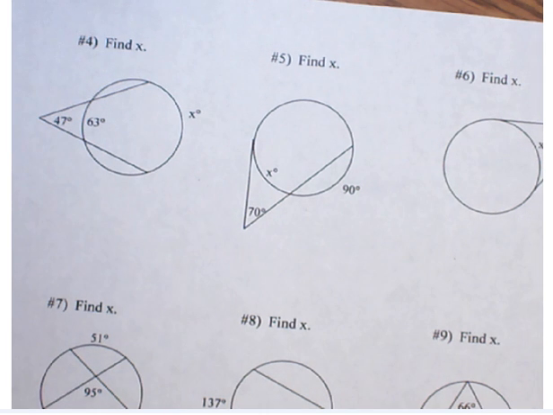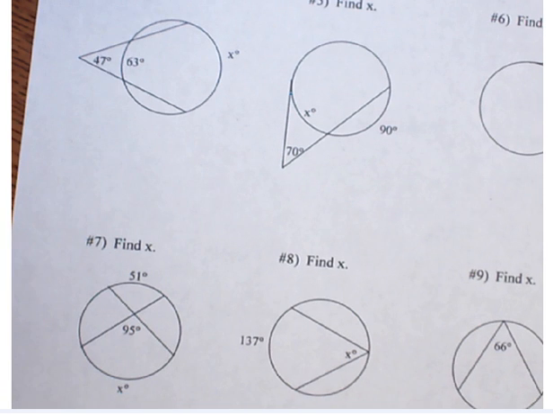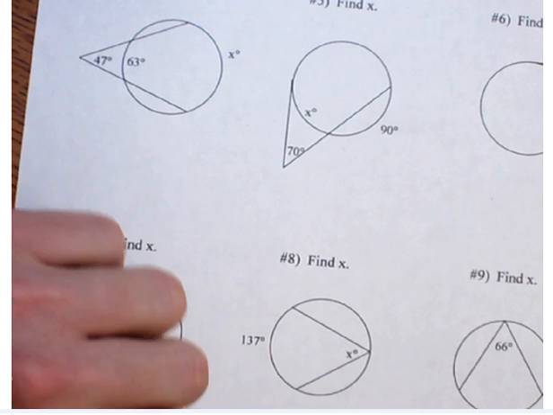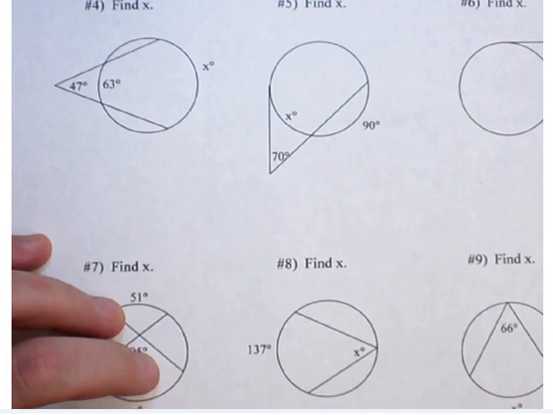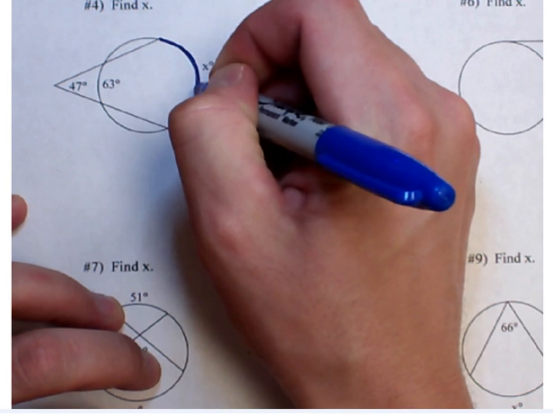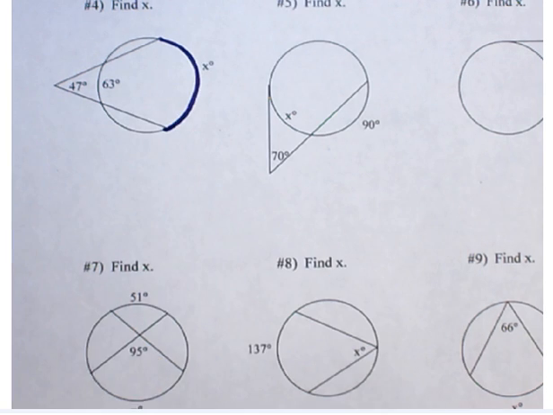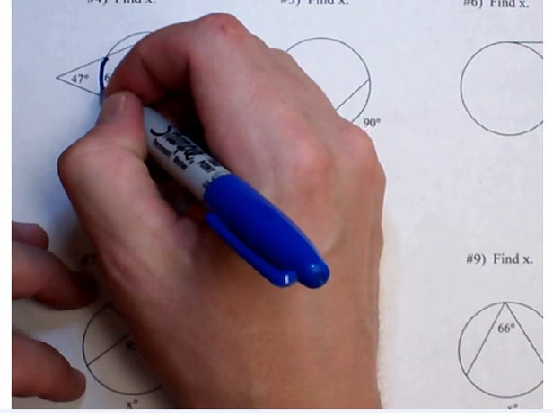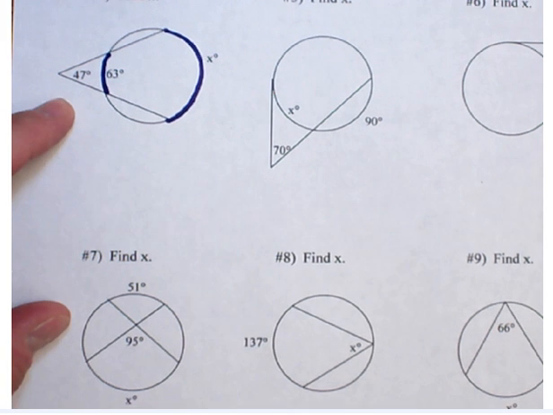Okay, so now we're on the back. Let's take a look at number 4 here. And again, it says find x. Those are the directions. Now let's see. X this time is an arc measure. X is your big arc. 63 is your little arc. The outside angle is 47.